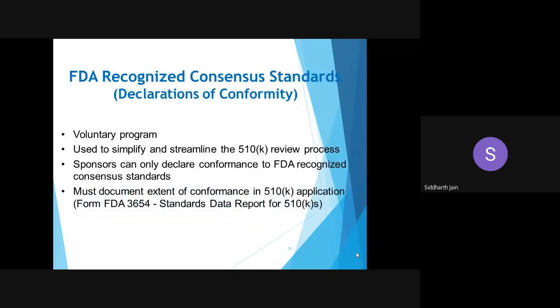So the FDA recognized consensus standards, as I already talked to you about, the FDA has released a number of ISO standards and different guidance documents for different products. So you have to identify whether your product has any of the consensus standards recognized by the FDA, and then accordingly you have to go for the 510K application or any other performance testing or validation testing.